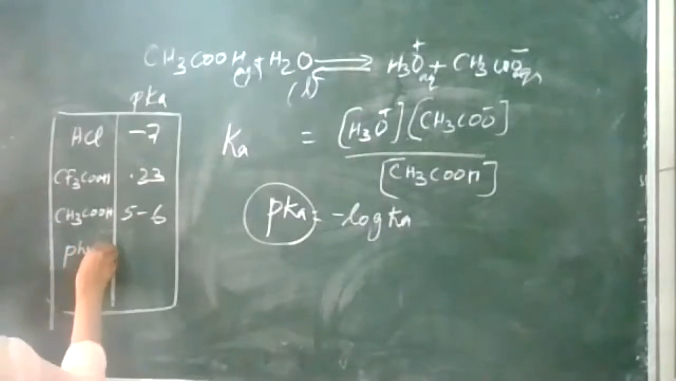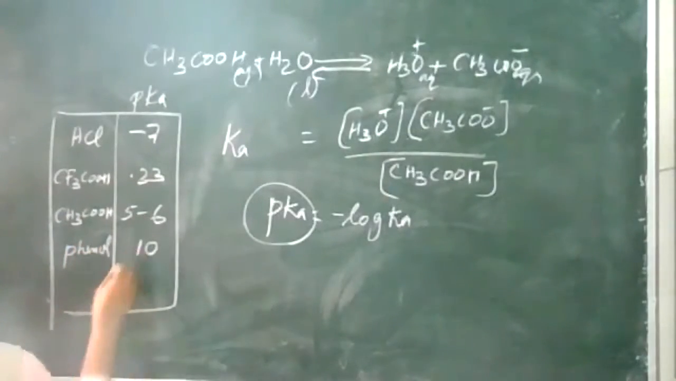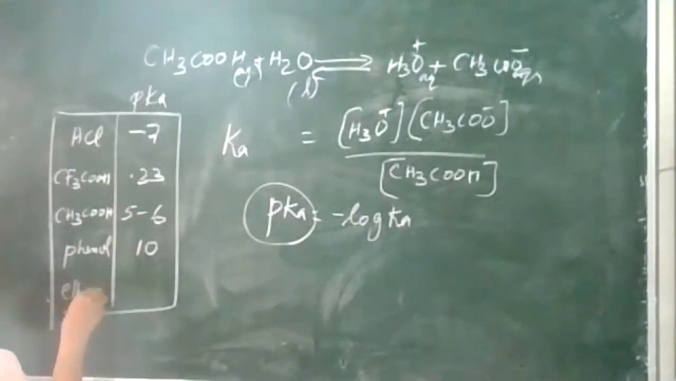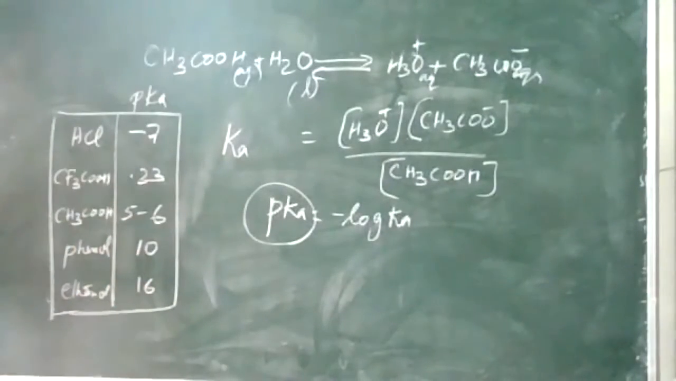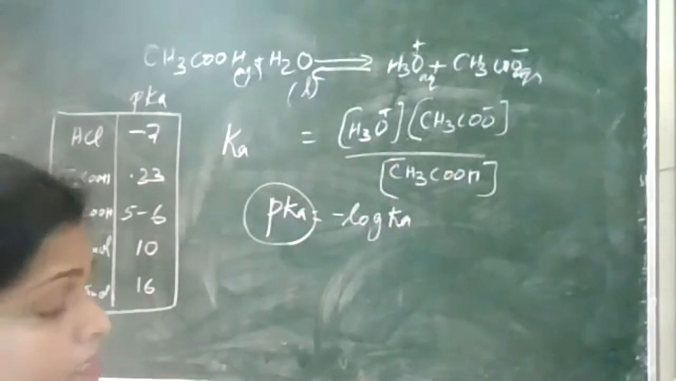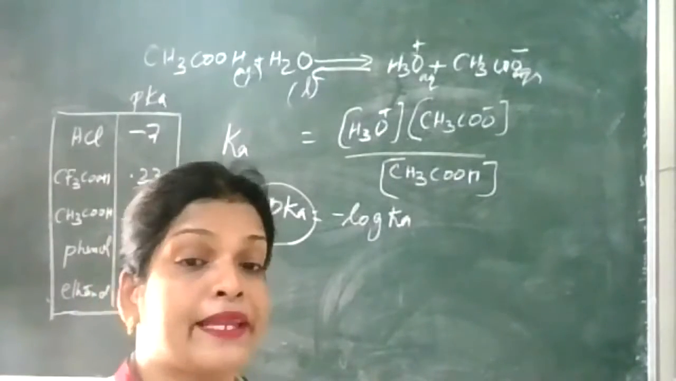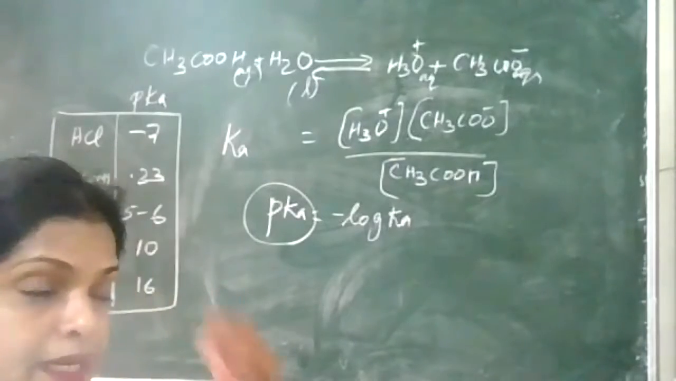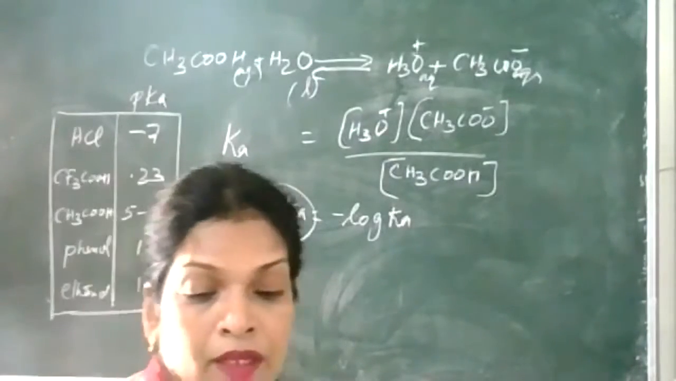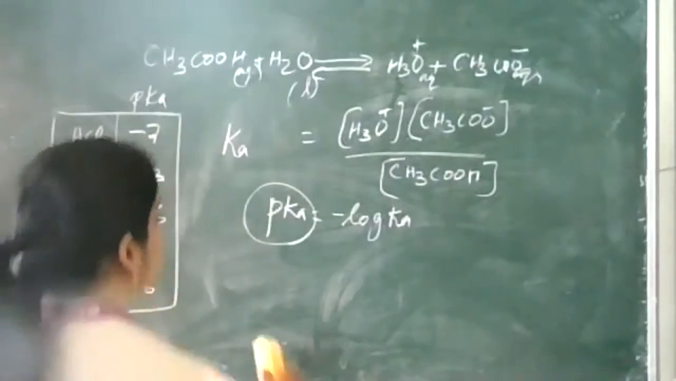Phenol is about 10. Ethanol. See, as pKa value increases, acidic character decreases. So in this way you can see the range of acidic character on the basis of pKa. pKa is a small number, but the Ka value is a complicated number, like 1.77 into 10 to the power minus 5, like that. But pKa will be getting small numbers. Now we said carboxylic acid is more acidic than phenol.